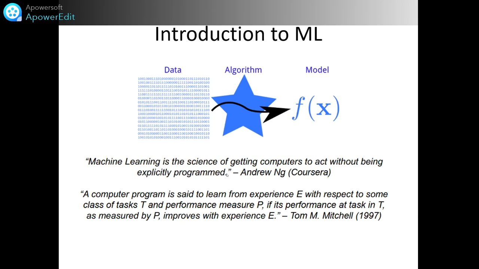And one more definition is also famous. A computer program is said to learn from experience E with respect to some class of task T and performance measure P, if its performance at task T, as measured by P, improves with experience E. So one performance measure is required, that is, how well your computer is performing with respect to machine learning. Task means we have to define which particular task we have to perform. And experience is the same as for a general human being.